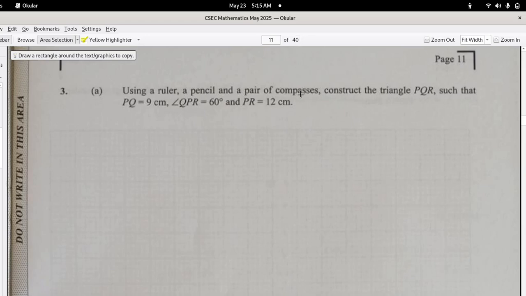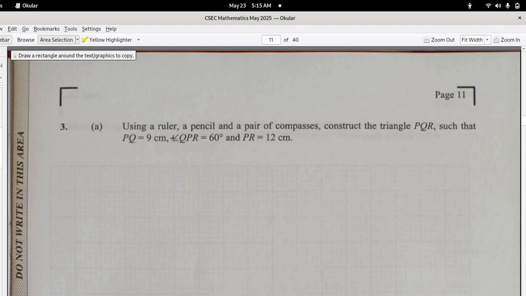CSEC Mathematics May 2025, question 3. It says here, using a ruler, a pencil, and a pair of compasses, construct the triangle PQR such that PQ is 9 centimeters, angle QPR is 60 degrees, and PR is 12 centimeters. That's part A. Let me copy it and paste it over here.